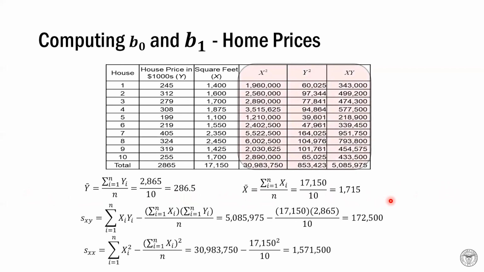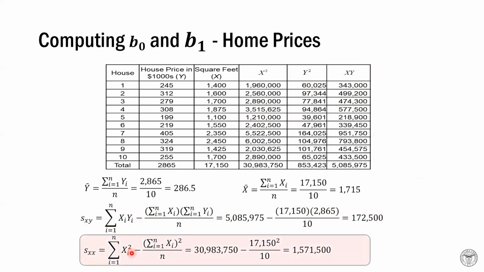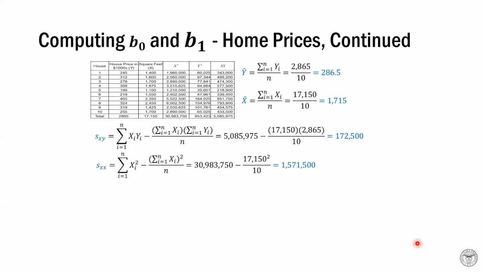Following the procedure, we get the value of x squared for each observation, y squared for each observation, and y times x for each observation. We can then compute the S_xy and S_xx values, which are S_xy equal to 172,500, and the value of S_xx is equal to 1,571,500.